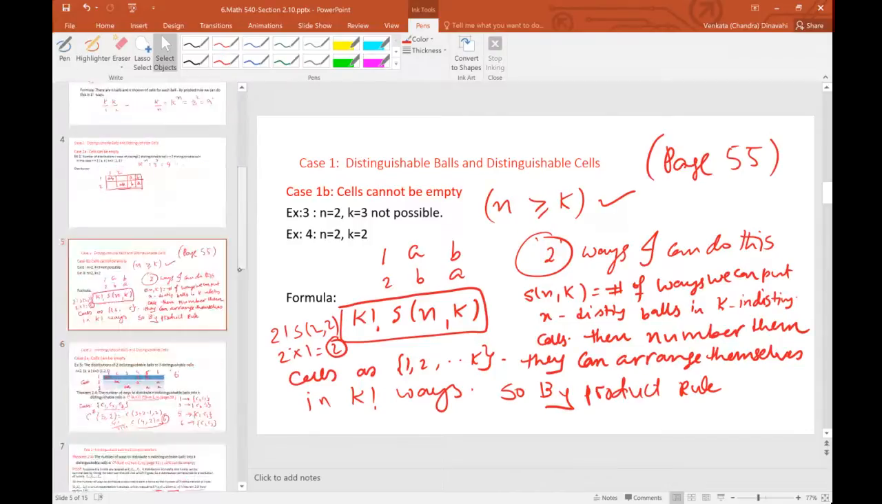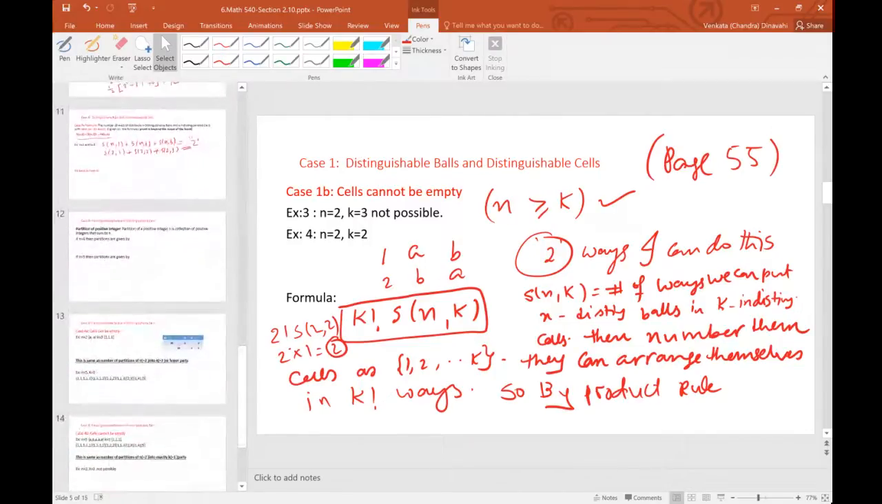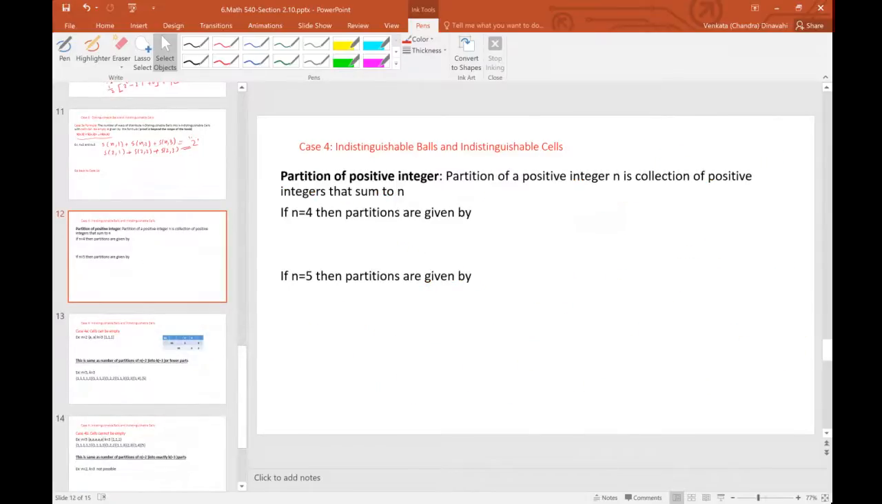Now I'm going to go to the last case, that is case 4. Now all the cells and balls, everything is indistinguishable. I can assume all the balls are same and all the cells are same. To explore this case, first I'm going to define the meaning of a partition of a positive integer. For example, n is equal to 4. How many different ways can I break this up into pieces such that if I add all of them, I get 4? For example, this is 1, 1, 1, 1.